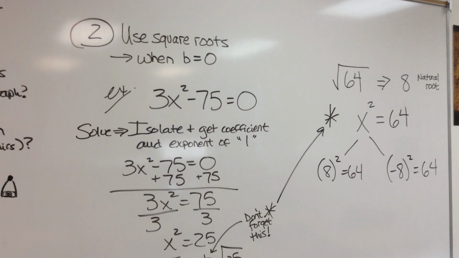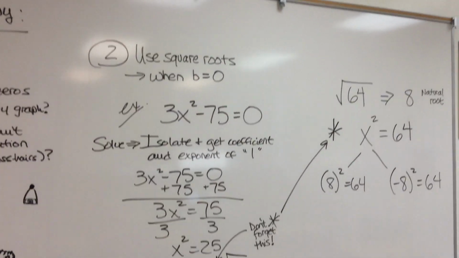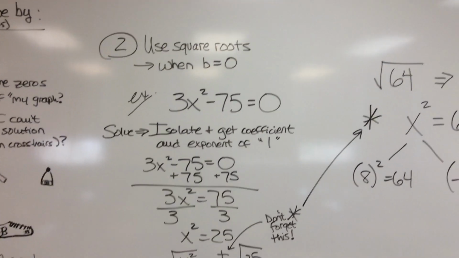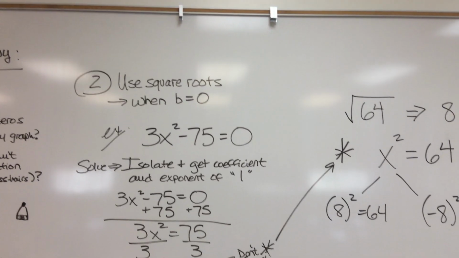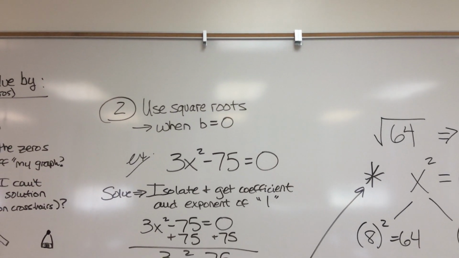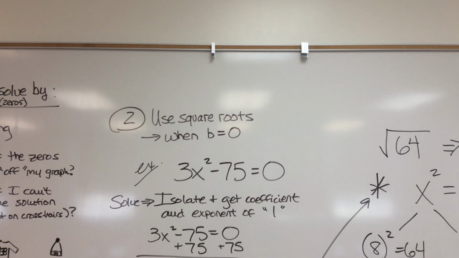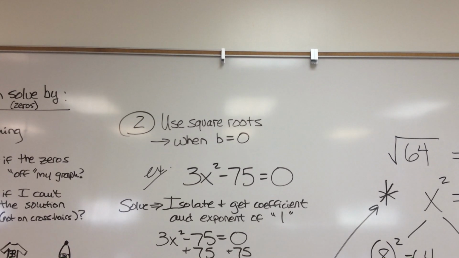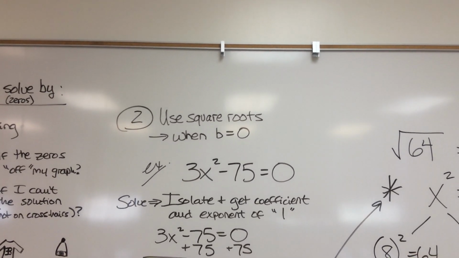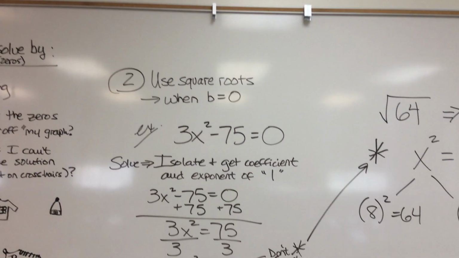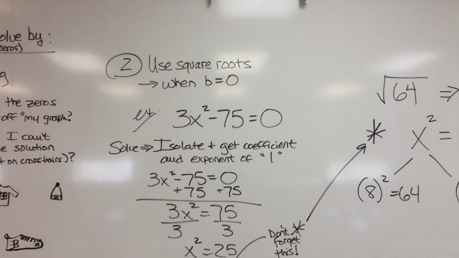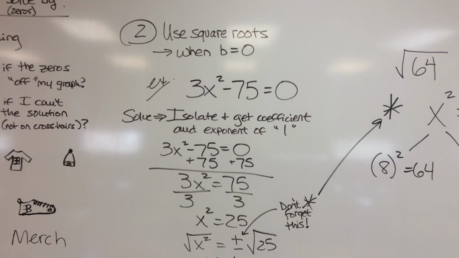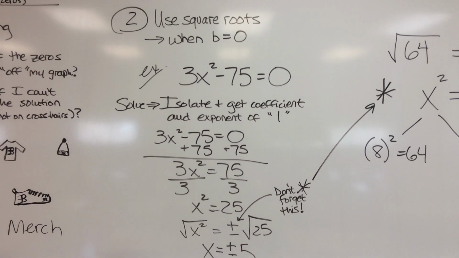We can solve a quadratic using square roots when b equals 0. So here's an example: 3x squared minus 75 equals 0. All right, so what does that mean? It means I want to know what value of x or values of x are going to give me a 0 value for y. So I say solve, isolate, get a coefficient of 1, and I also need an exponent of 1. So I'm going to isolate first, add 75 to both sides, get 3x squared equals 75.